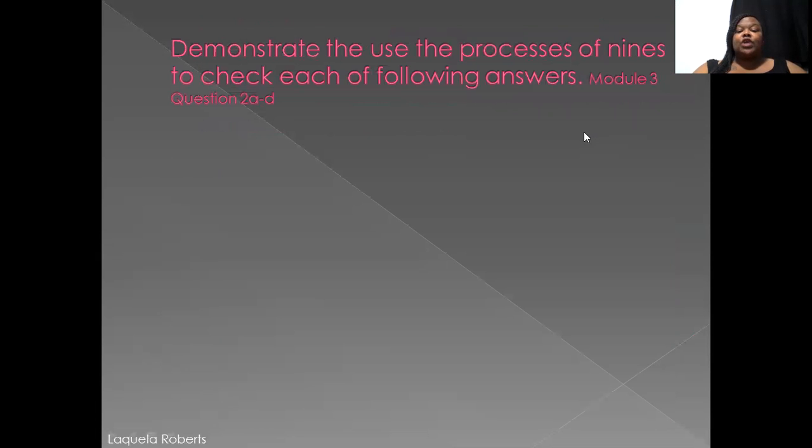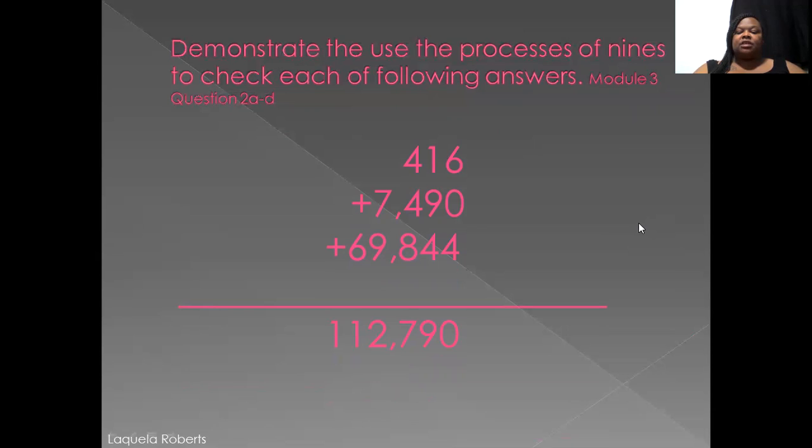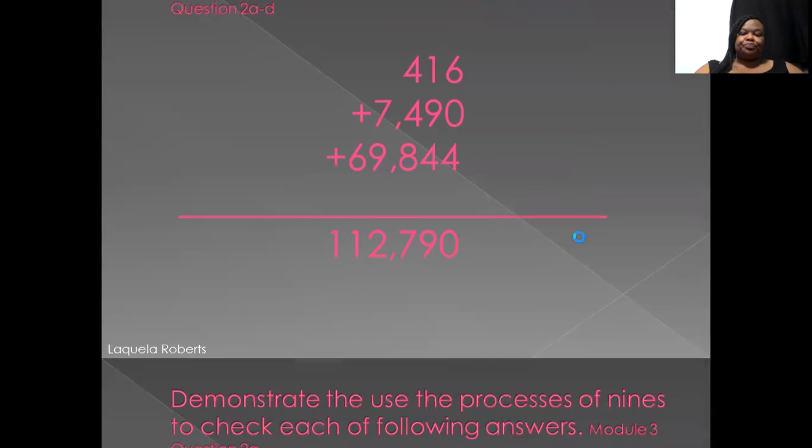Question 2, demonstrate the process of casting out nines to check each of the following answers. So the first one gave us 416 plus 7,490 plus 69,844, and that totaled up to 112,790. Let's see if that's true or not.